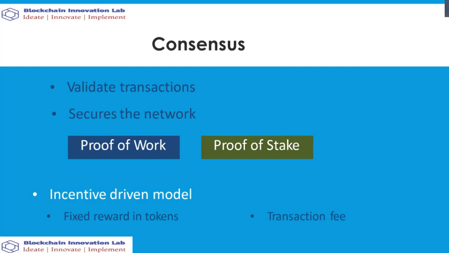So consensus, you have different kinds of consensus mechanisms. This is very, very important. Please make a note of it. Validation: validate transactions, secure the network. So there are two types of consensus protocol, at least from the Ethereum standpoint. Proof of work, wherein somebody needs to validate your work. The guy who would be validating your work is called the miner.